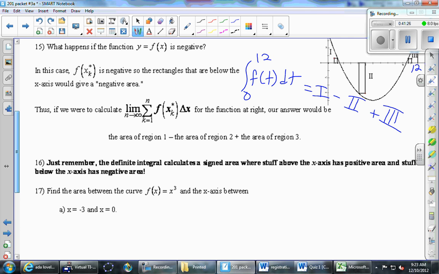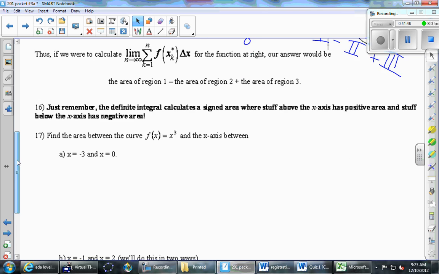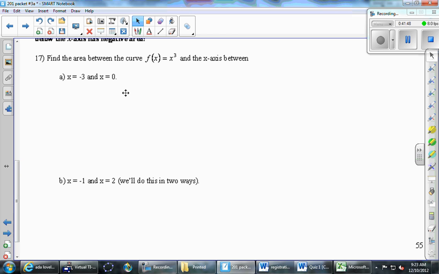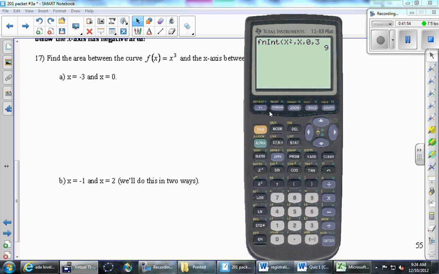And in fact, we could make up a quick example here on the calculator just to see a number. Well, actually, we'll just do it here on number 17. But first we'll read 16. It says, just remember, the definite integral calculates a signed area, where the stuff above the x-axis has positive area and the stuff below the x-axis has negative area. So let's see if we can do this here in 17. So just so that we can see the picture, let's do this one on the y equals screen. So we're doing x cubed. Standard window is probably fine here, so I'll do zoom 6.